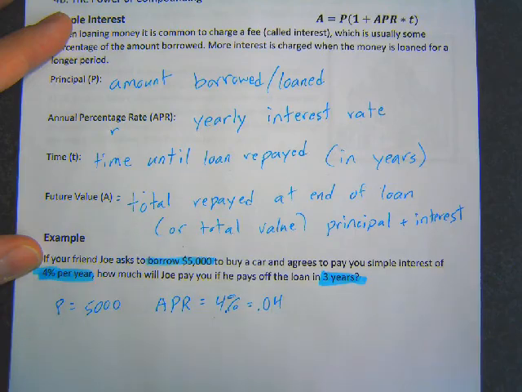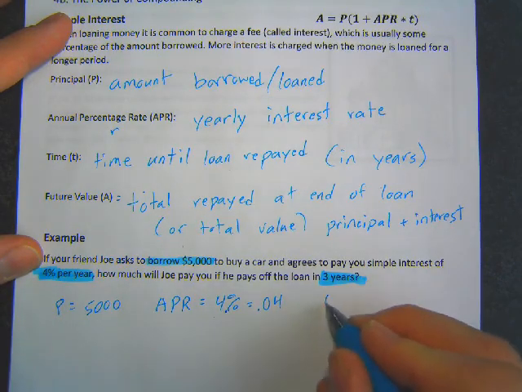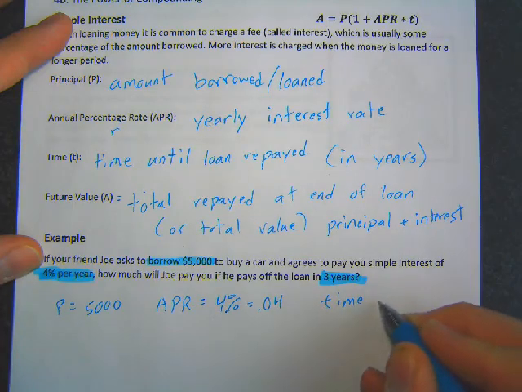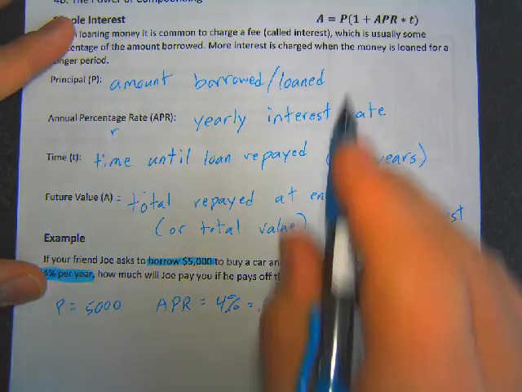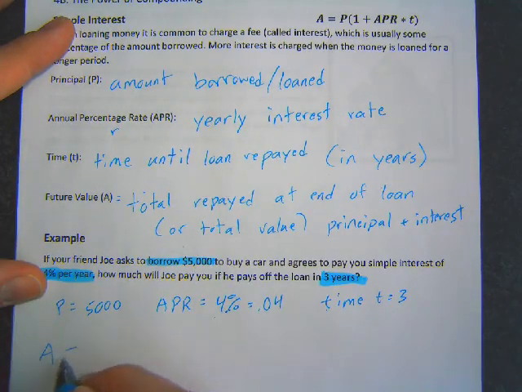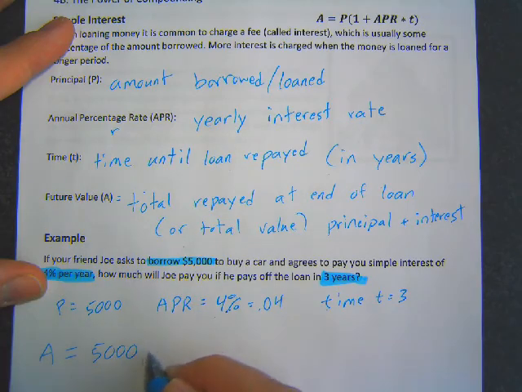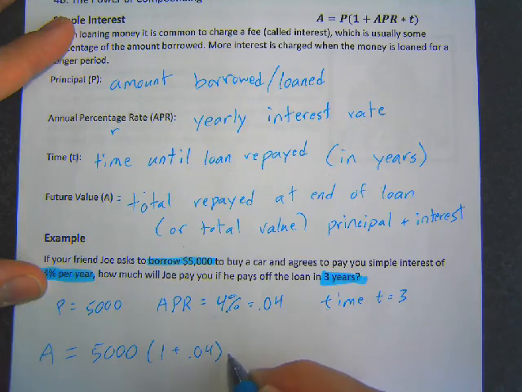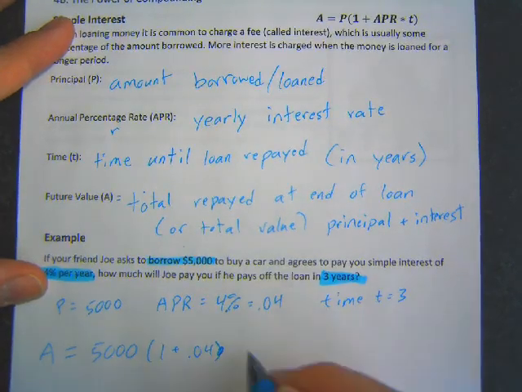That's the decimal version of the number, and that's what we're going to use in our equations. And our time, T, would be 3 years. So we put this in our formula. This little formula will give us the final amount, how much it's worth after 3 years. So the principal of 5,000 times 1 plus APR, which is 0.04, times 3.